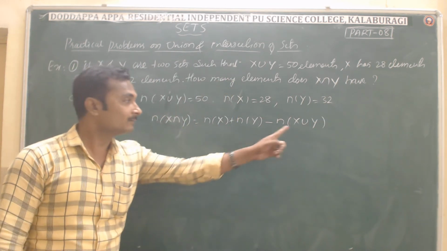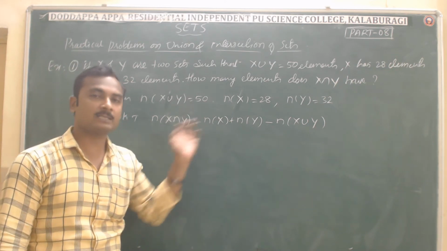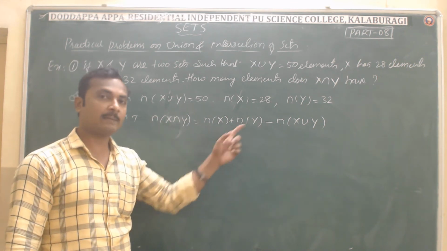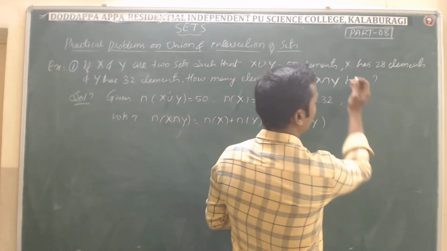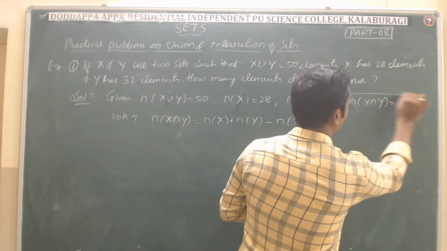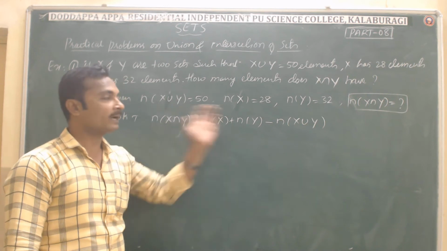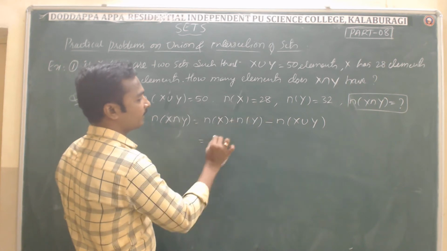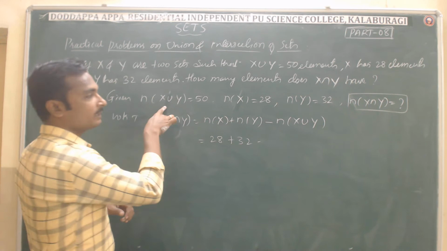In the formula, these two terms are interchanged. The formula is n of x union y equals n of x plus n of y minus n of x intersection y. But what I want here is the total number of elements of x intersection y. Therefore, I took this unknown term to the left side and I took the known term to the right side. Now we can substitute the values. n of x is 28, n of y is 32, minus n of x union y is 50.